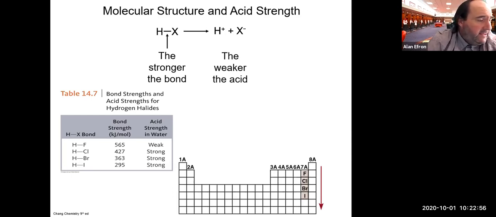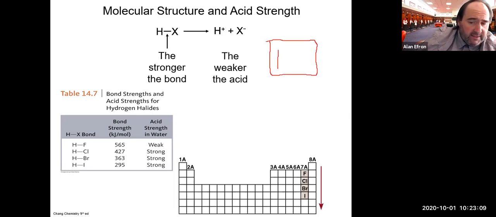I think the strength of the acid is based on electronegativity. Electronegativity, if you remember, is the ability of an atom to attract electrons to itself. So electronegativity increases this way. And the idea here is, when you have a greater electronegativity difference, there's a greater separation of those electrons.